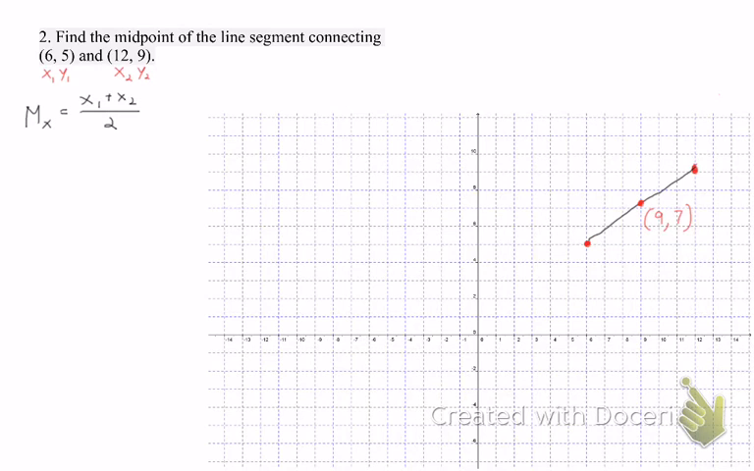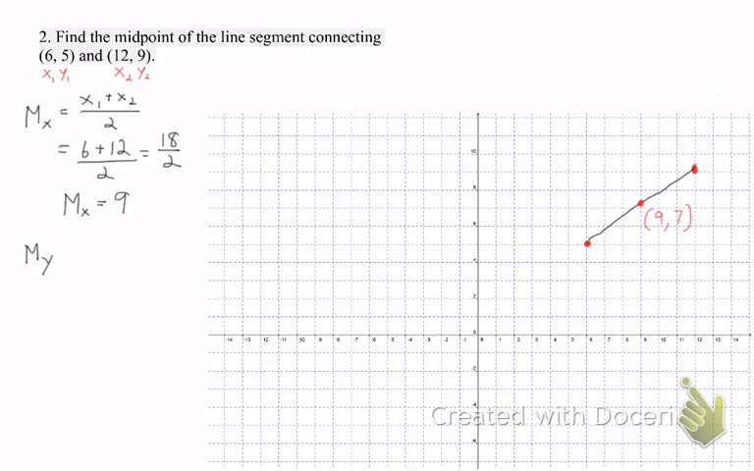So let's find the x-coordinate first. What we do is we basically substitute the information in. We get 6 plus 12 divided by 2, and we see that 18 divided by 2 equals our x-coordinate. So we get the midpoint x-coordinate is 9.